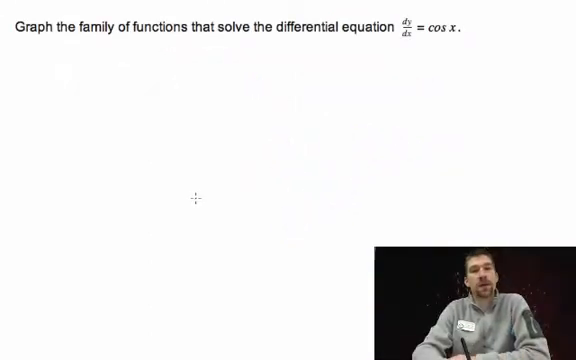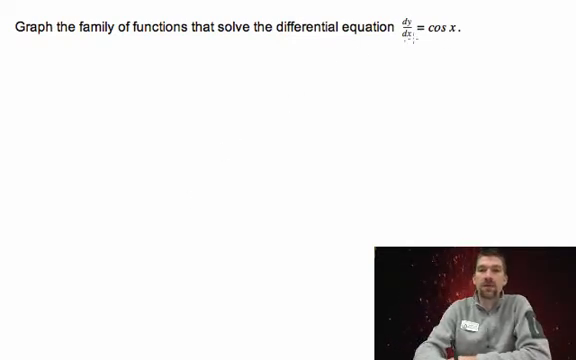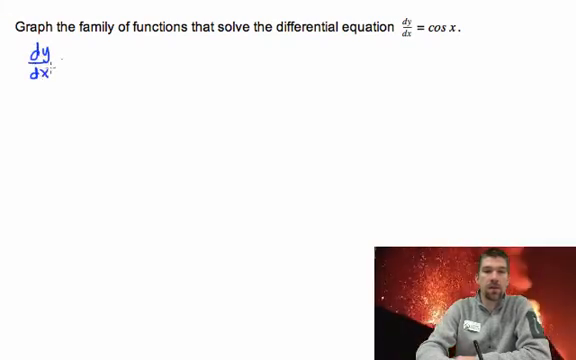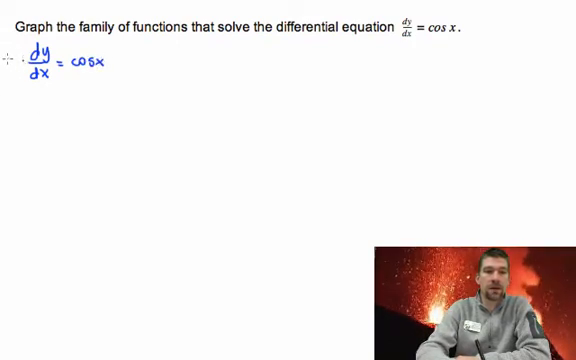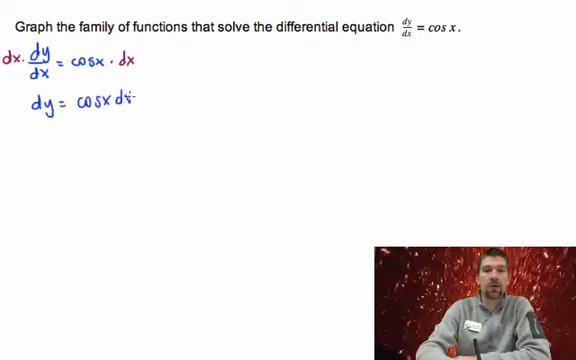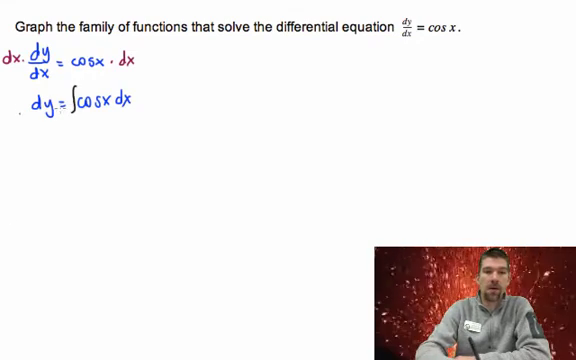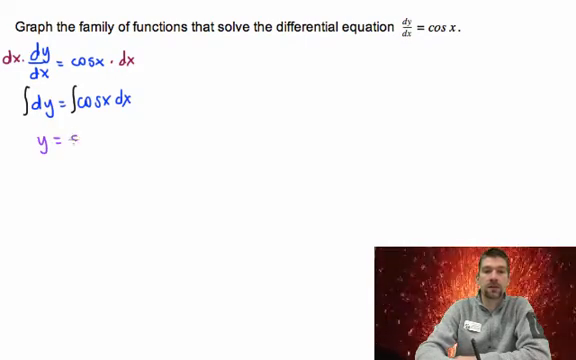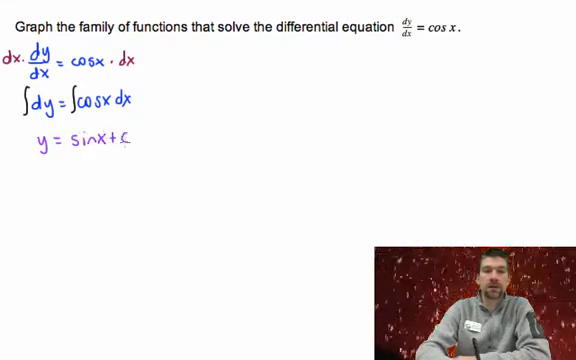All right, this is kind of a fun little problem to do, and it's graphing a family of functions. So when we have dy dx equals cosine x, remember, if you multiply both sides by dx, then what you're going to have is dy equals cosine x dx. And we can take the integral of both sides. All right. Once we've taken the integral, we end up with y equals sine x plus c.